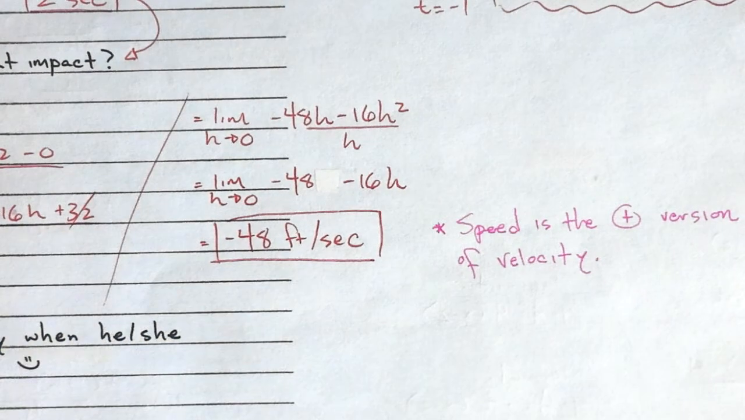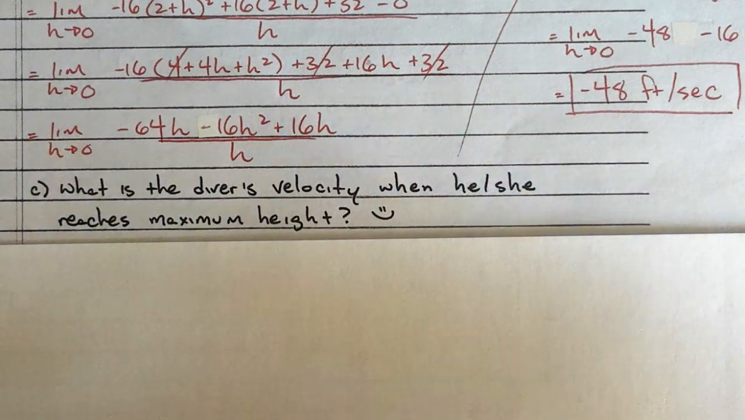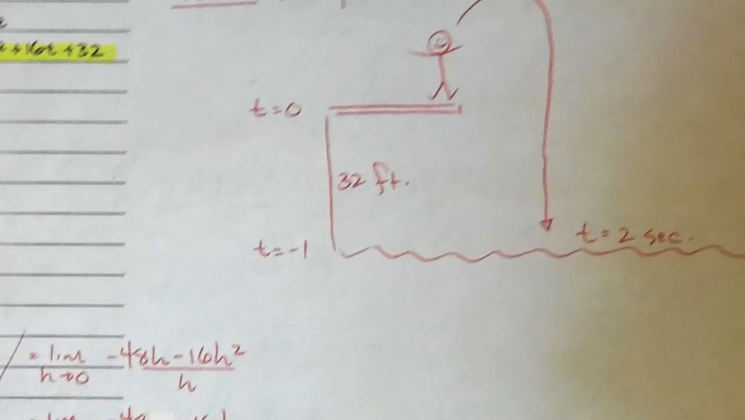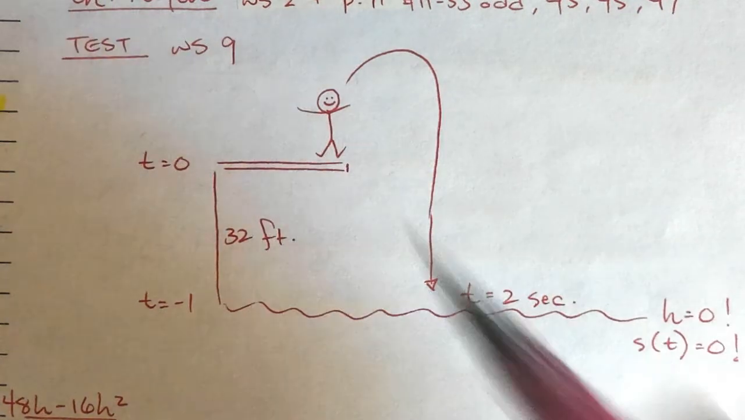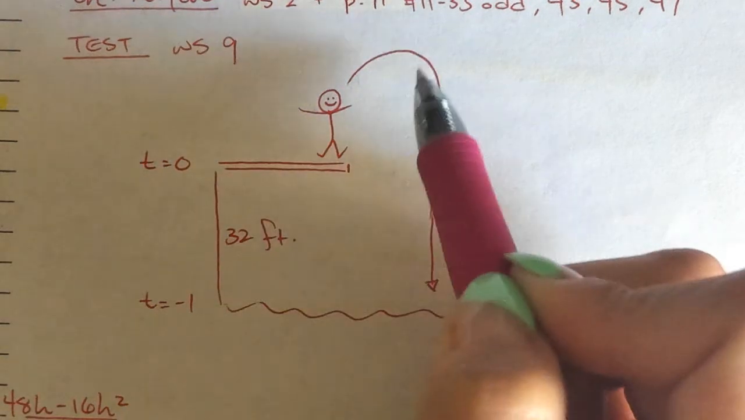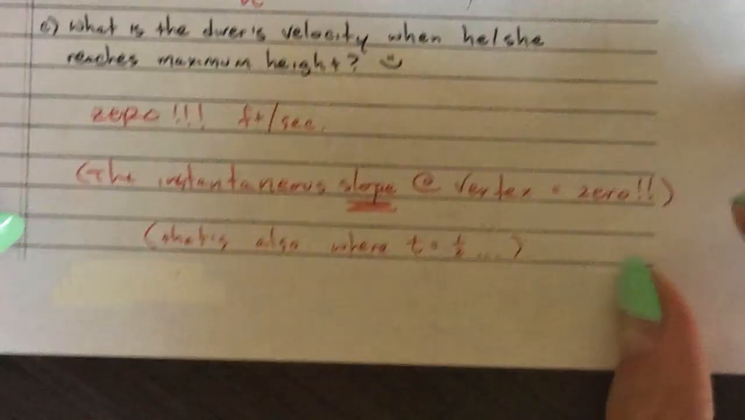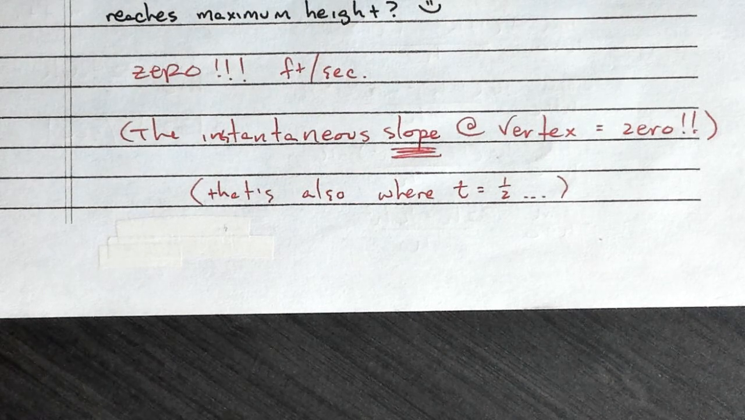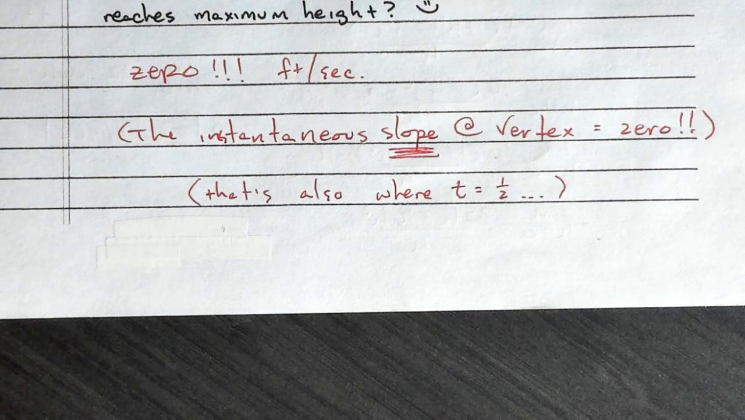Okay? And then it says, what is the diver's velocity when he or she reaches the maximum height? I want you to think about that, and the answer should come pretty quickly. What is the velocity when they reach their maximum height? They're really asking what's the slope, guys. So what's the slope up here at the top of a roller coaster? Oh, it's 0. It's 0 feet per second, because instantaneous slope at the vertex is always going to be 0, because at the very top and bottom of a roller coaster, you're always going to have a 0 slope.